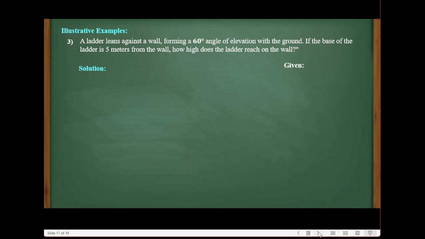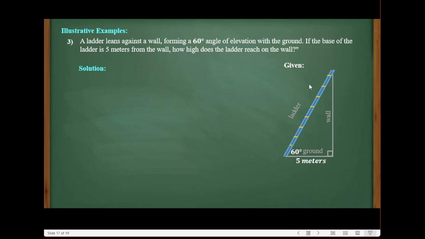So for our solution, now this is the analysis. Suppose we have this horizontal line segment, and this represents the ground, and the vertical line segment, which is the wall. Okay, and let's just say that this is the ladder that leans against this wall. And according to the problem, the ladder forms an angle of elevation with the ground which is 60 degrees. And the foot of this ladder is 5 meters from the wall.